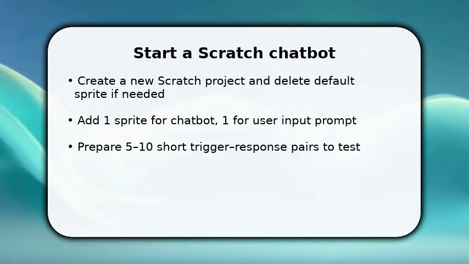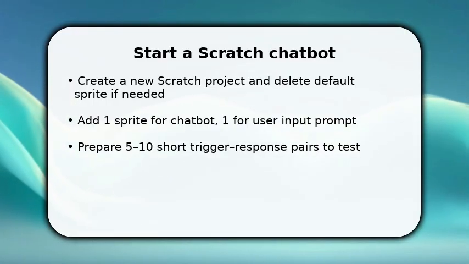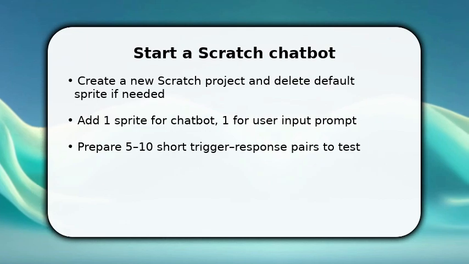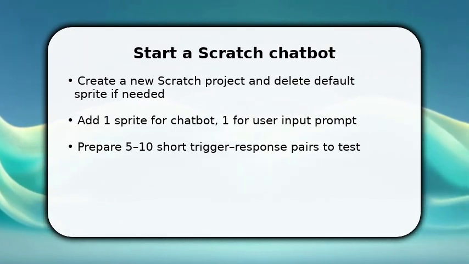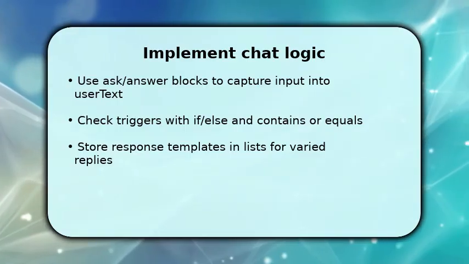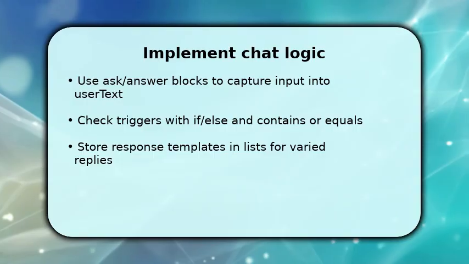Now implement a broadcast to start the chat when the green flag is clicked, so you can immediately test the first exchange without extra clicks. Next, you capture user input with the ask block and save the answer into user text. This is the core of interaction.